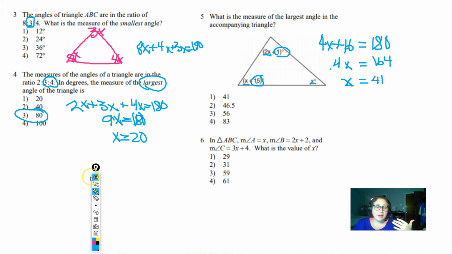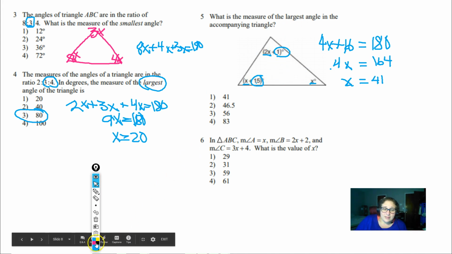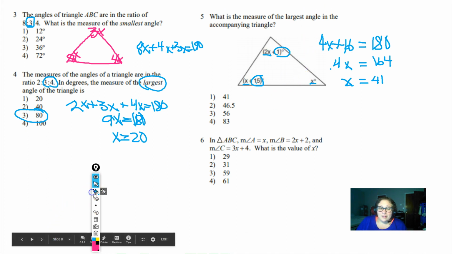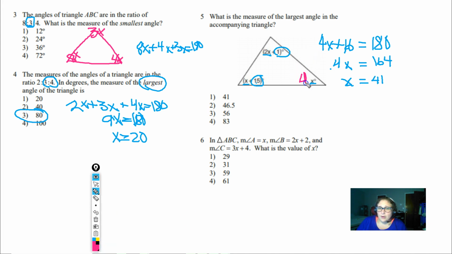And now I know the value of x, but knowing the value of x does not help me because it wants to know the largest angle of the triangle. So don't always expect it to be drawn to scale. In this case, I would end up filling out every single angle just so you could know the largest angle. So here we've got, this is going to be 41. 41 plus 15 is 56. And then here, 2 times 41 is 82 plus 1 is 83. So that would be our answer, is choice 4.